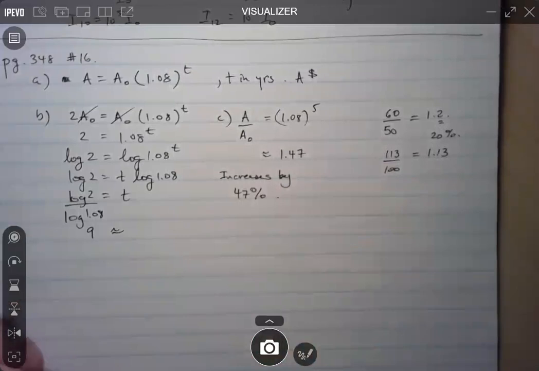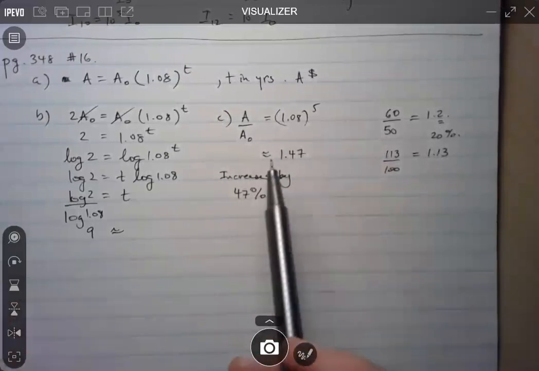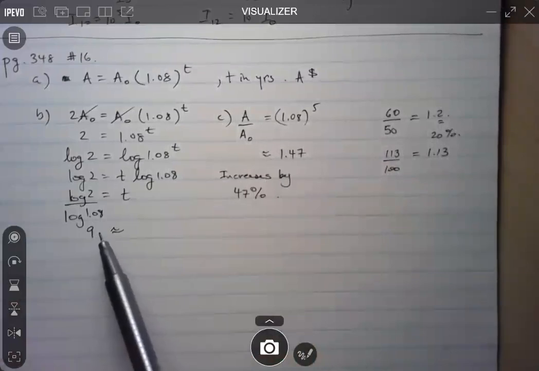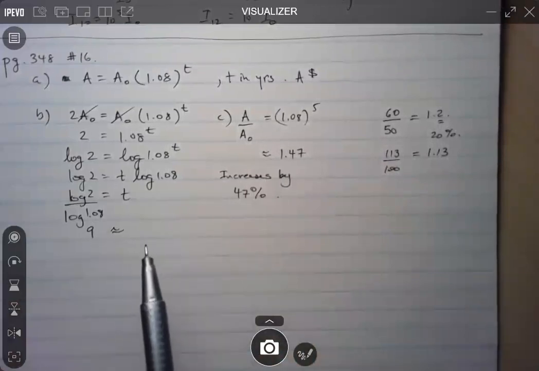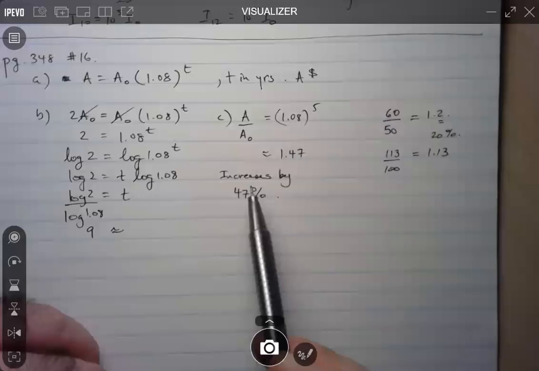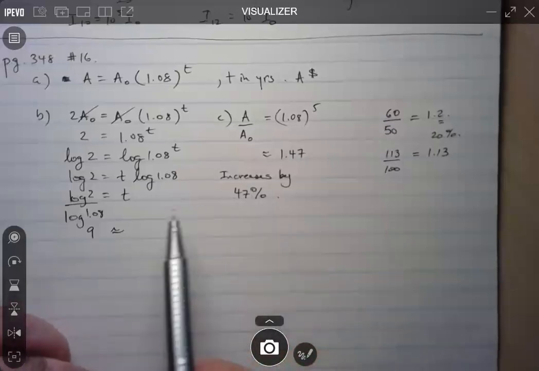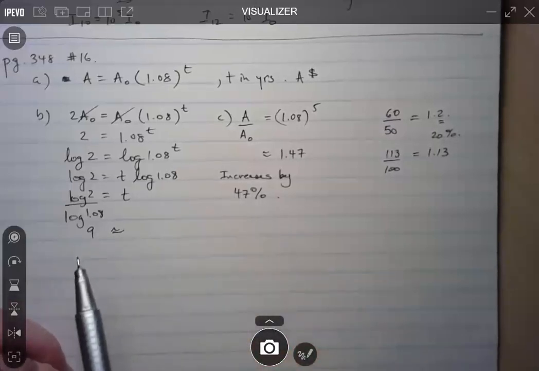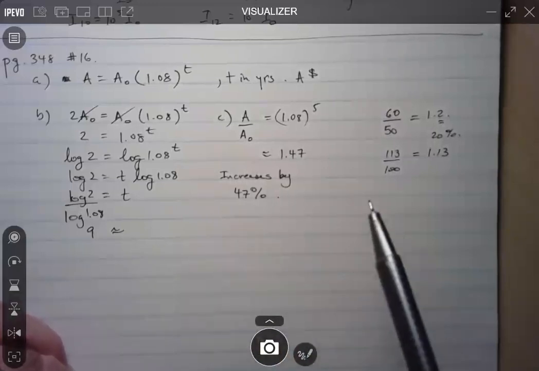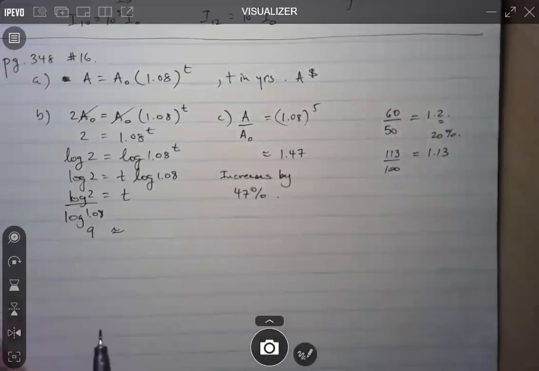Now that's not too surprising, because we know that it takes 9 years to double with compound interest. So it makes sense that after 5 years, 47%, you might say, oh, it's a little less than half. Well, that's because remember, with compound interest, it gets better and better as you go along.